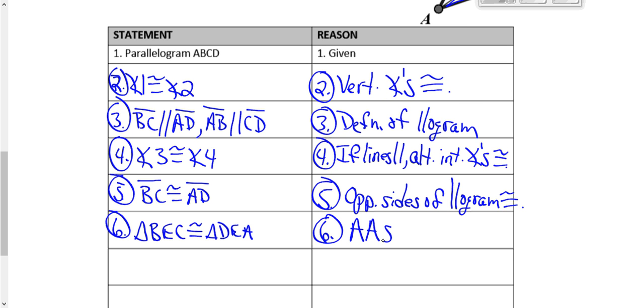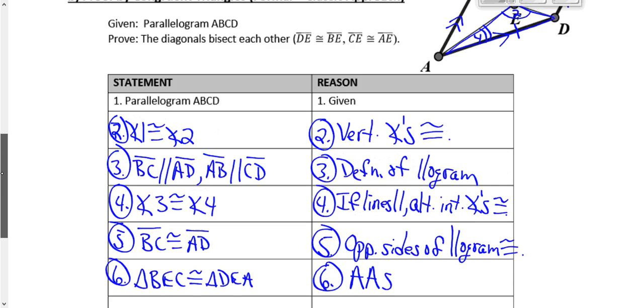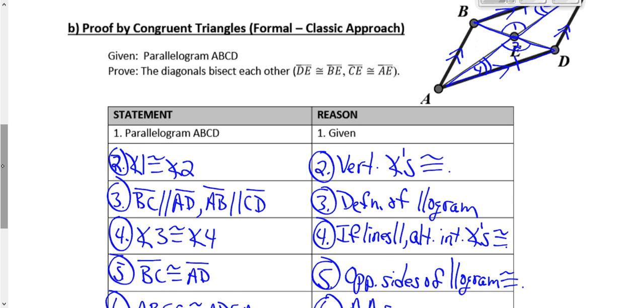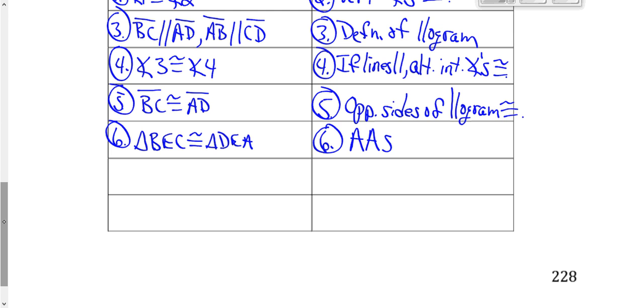All right, so since these triangles are now congruent, what can we say? Can we say this right here? Okay. And then we use the reason, I think I would say CPCTC. Right, so we can say DE congruent to BE. And the other one was what? It's CE congruent to AE. Yep. Reason?